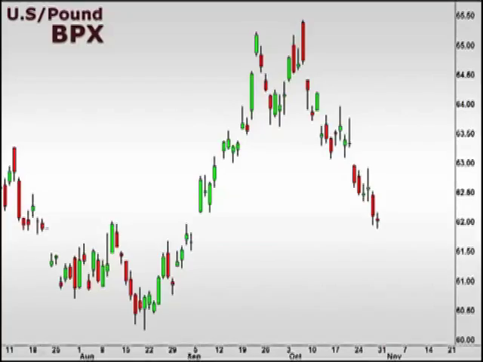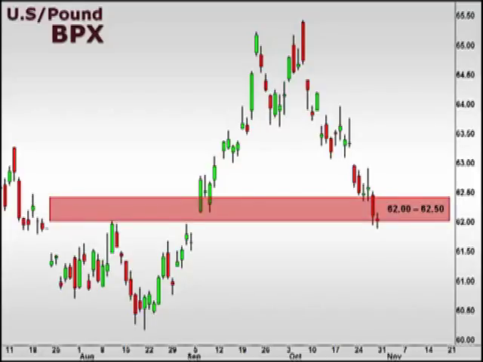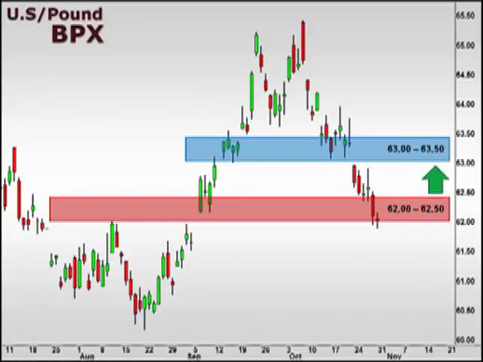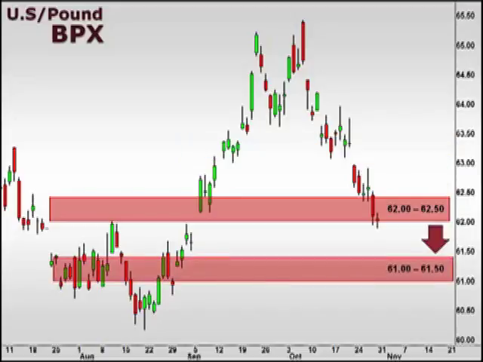Let's take a look at the US dollar versus the British pound as seen here in the ISE FX options pair value BPX. Well, the BPX continued to trend down, but now sits at a key support level within the 62.5 focal zone. We anticipate a bounce this week that will have the 63.5 level sitting as a logical target for us. However, failure to hold 62 opens the window for a continuation down towards 61.